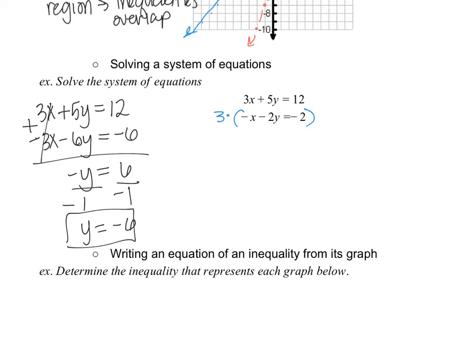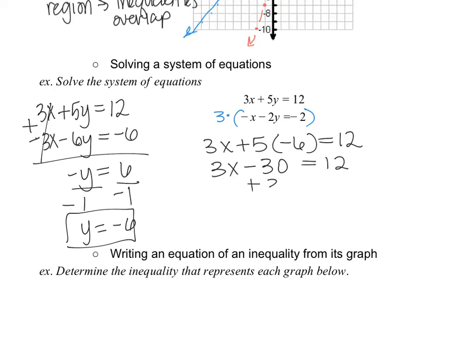Now that we know what y is, we can plug it into one of our original equations to solve for x. And I like to avoid equations that have negatives because it's easy to make mistakes. So I'm going to plug it into the first equation. So we have 3x plus 5 times negative 6 equals 12. 5 times negative 6 is negative 30, so we end up with 3x minus 30 equals 12. Going to add 30 to both sides, so we get 3x equals 42. And then our last step is to divide both sides by 3, and we're going to get x equals 14.